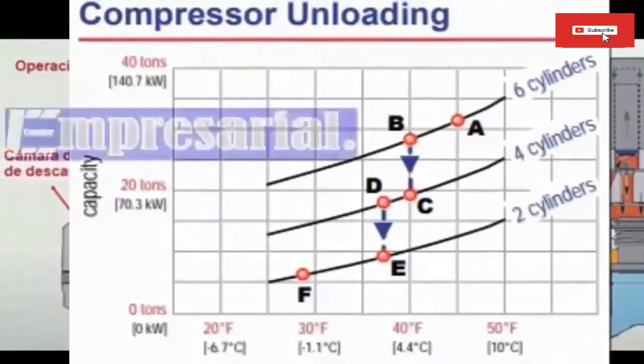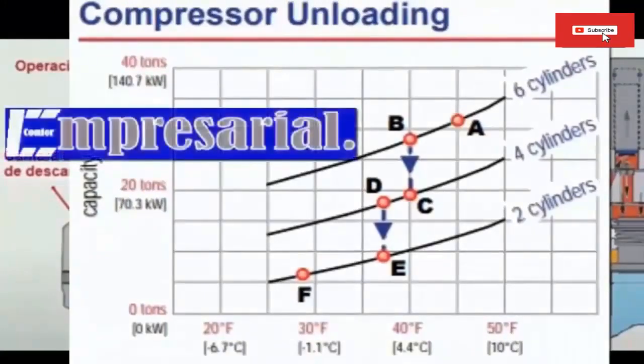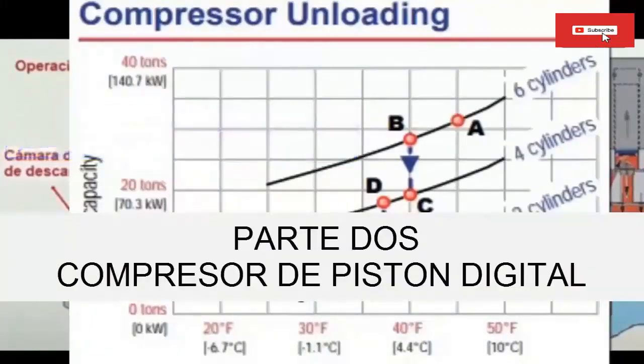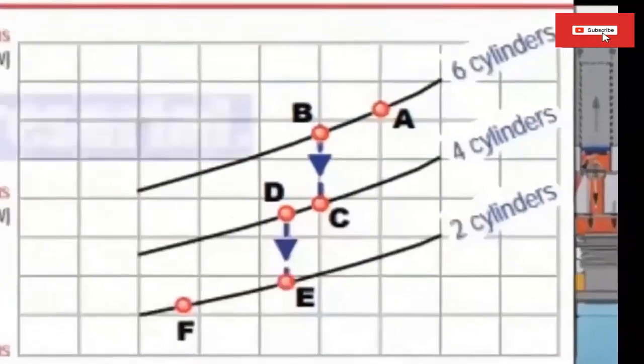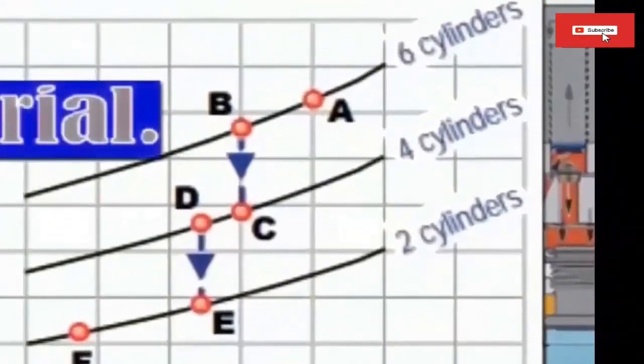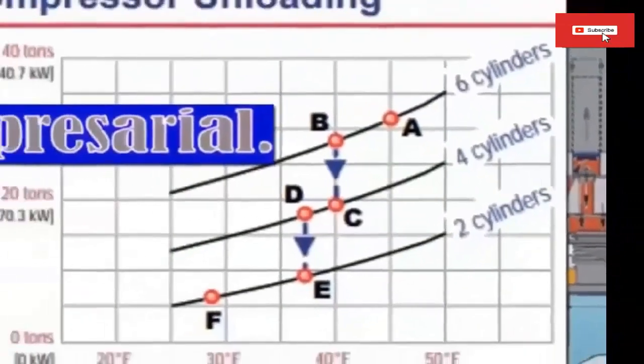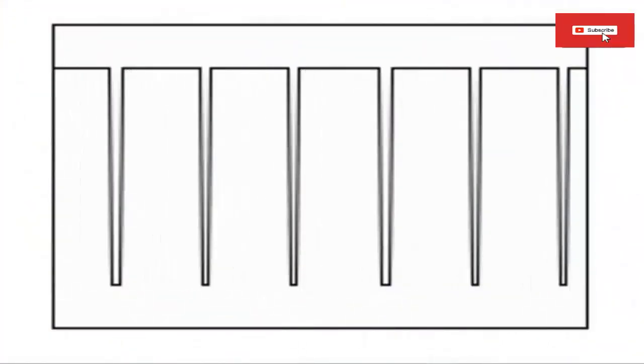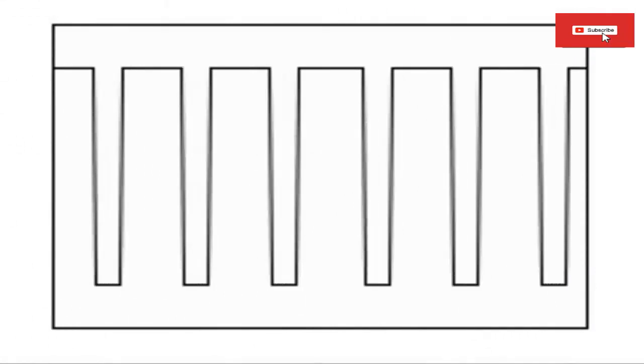Let's go with part 2 of the video, where we are going to explain the digital type capacity control in piston compressors. Unlike the unloaders, where activation and deactivation by capacity ranges were used, in the digital method it is controlled by quickly activating and deactivating, with a determined frequency, the passage and non-passage of refrigerant to the compressor suction.